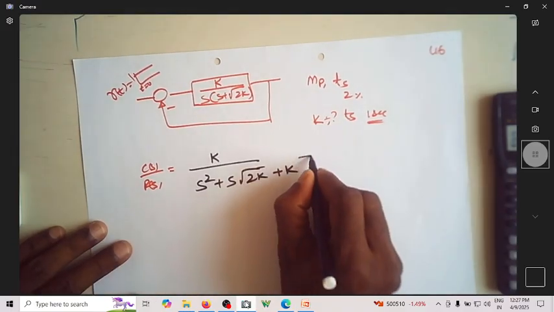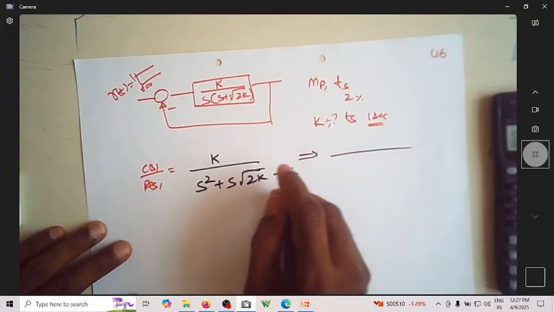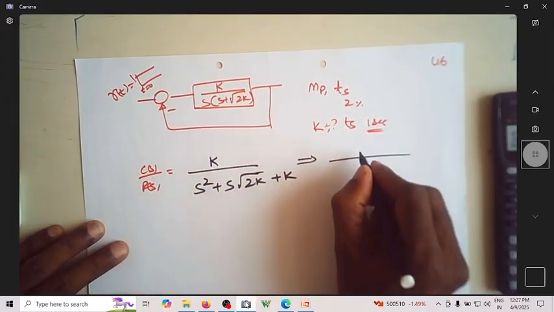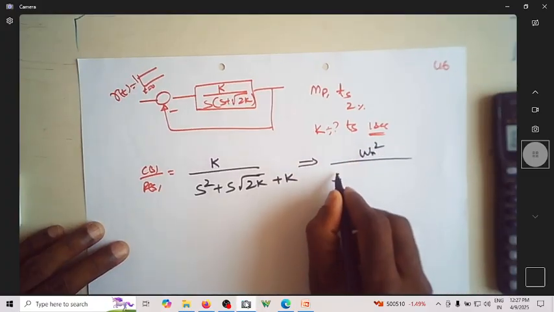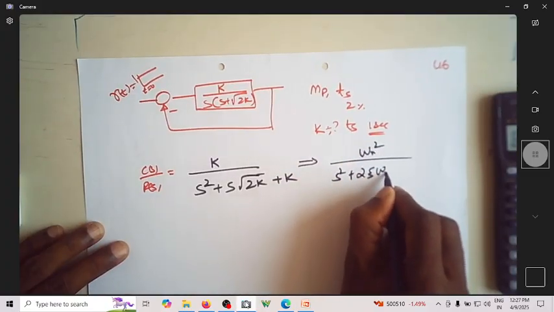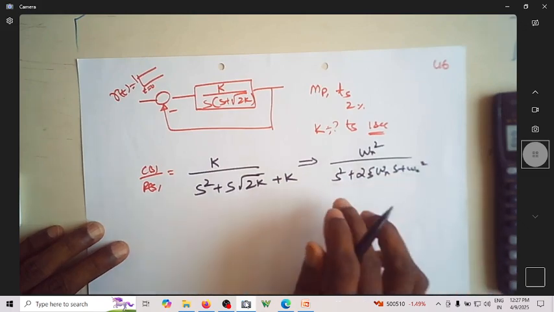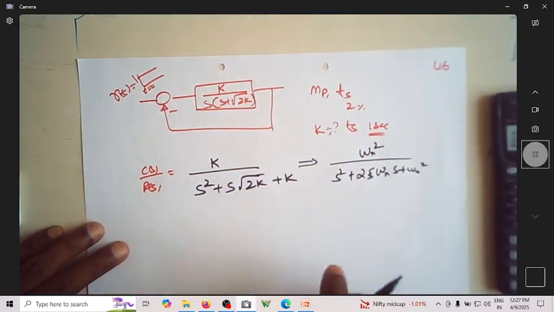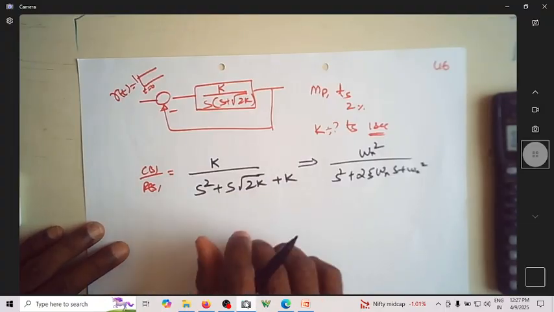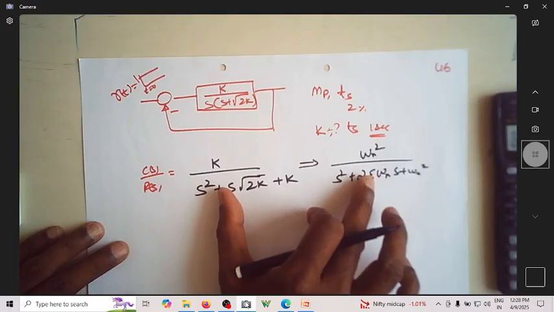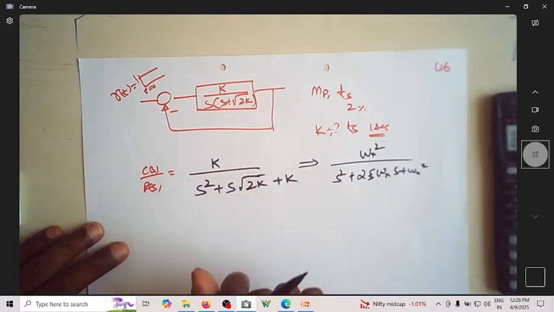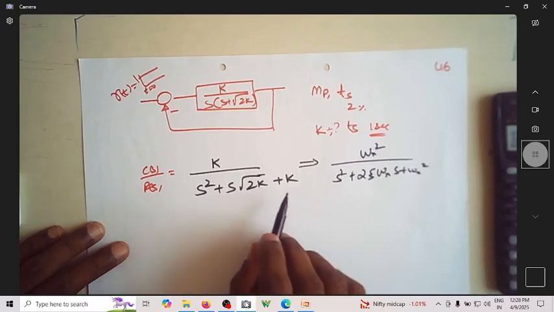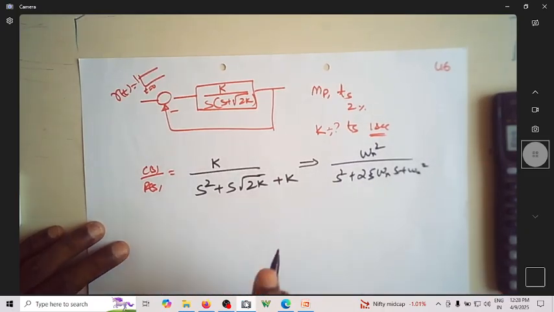So equating this to the denominator, of course it's only necessary to equate the denominator, to s² + 2ζωn s + ωn². Even if the numerator is not tallying with ωn², you are not supposed to worry, because the response depends on the pole position. Whether you have a zero or not, it doesn't matter in terms of the shape. The magnitude may slightly differ. So since we are looking at the overshoot and all those things, it will not change.